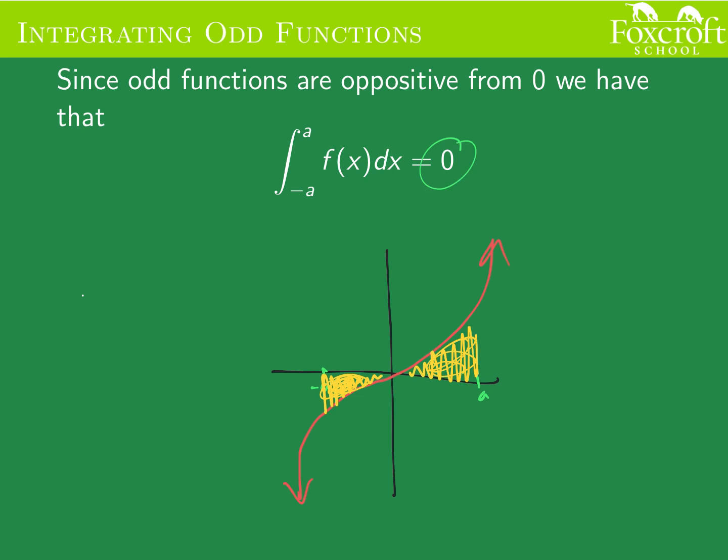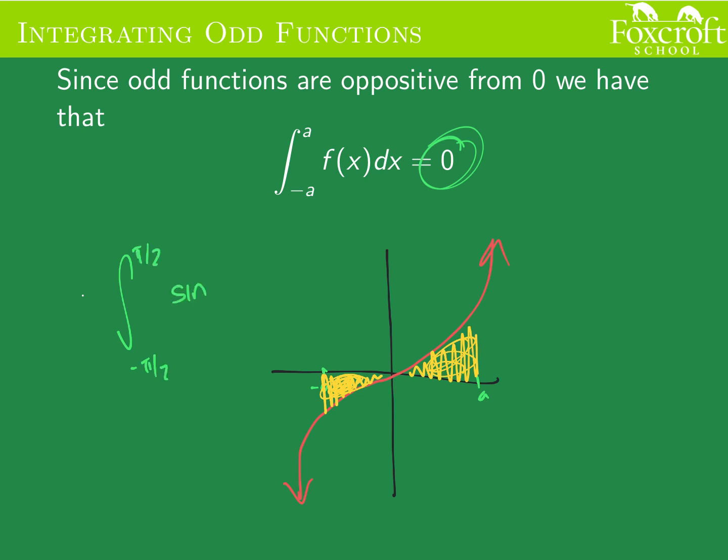But because it's symmetric, they're the same number, just opposite of each other, so they're going to cancel out and just give me 0. So if you ever integrate an odd function from a negative of a number to that positive, you're just going to get complete opposites for the areas, so they always cancel out and you always get 0.